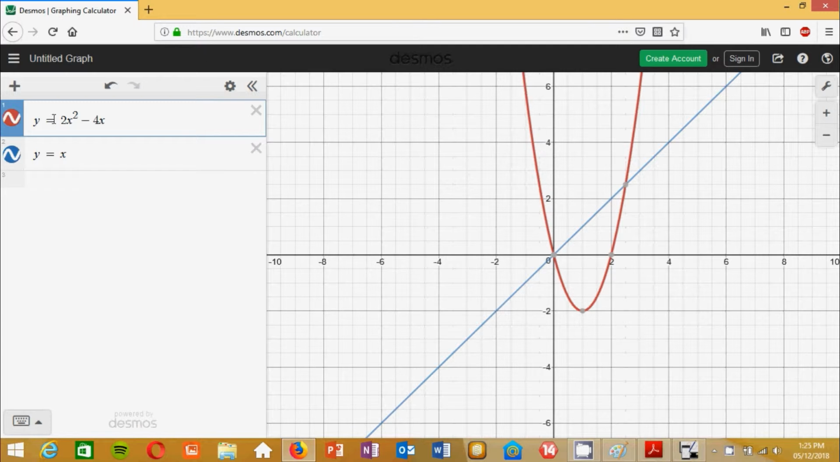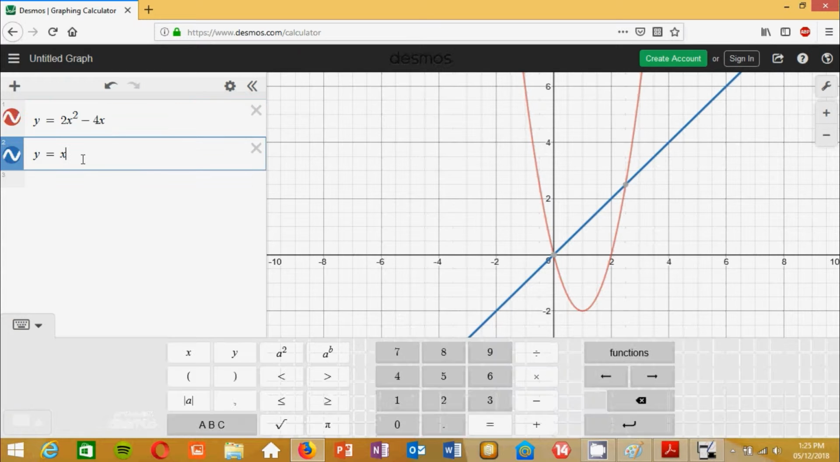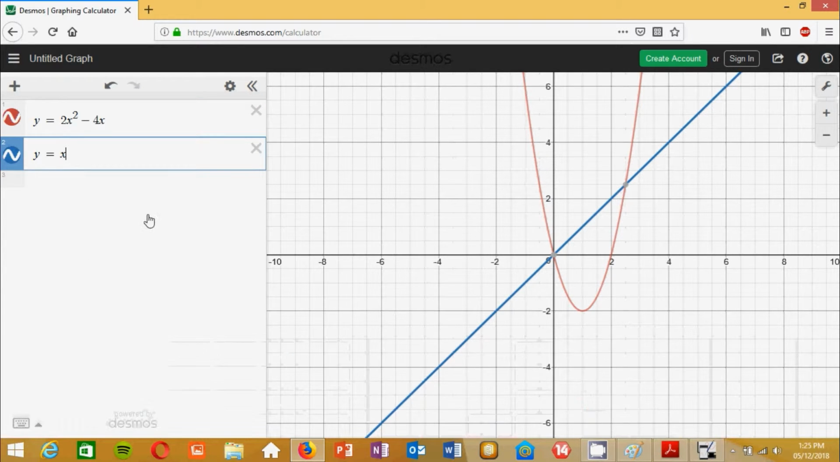So I have this graph here, y is equal to 2x squared minus 4x, which is this parabola here. It's quadratic because of the x squared term. And then I have the straight line y is equal to x. Now from here you can see that these two graphs intersect each other, or they cut each other, or they meet each other at these two points, 2.5, 2.5 and 0, 0. This is where these two graphs meet. This is where these two graphs intersect.